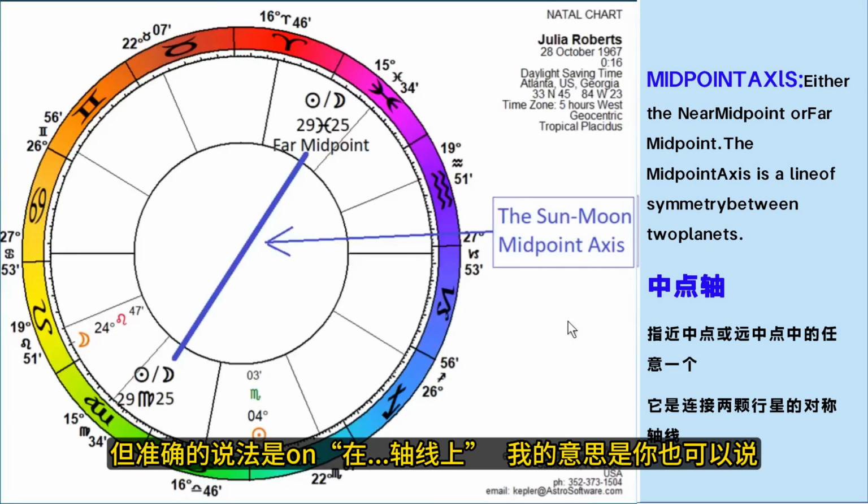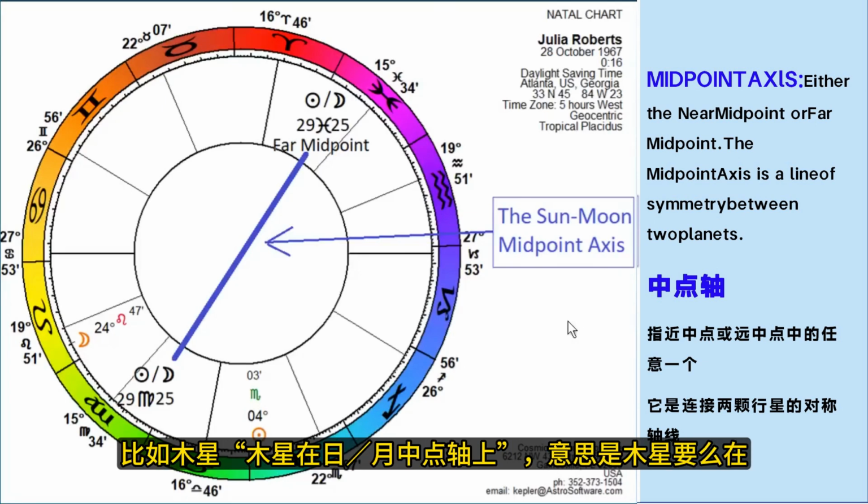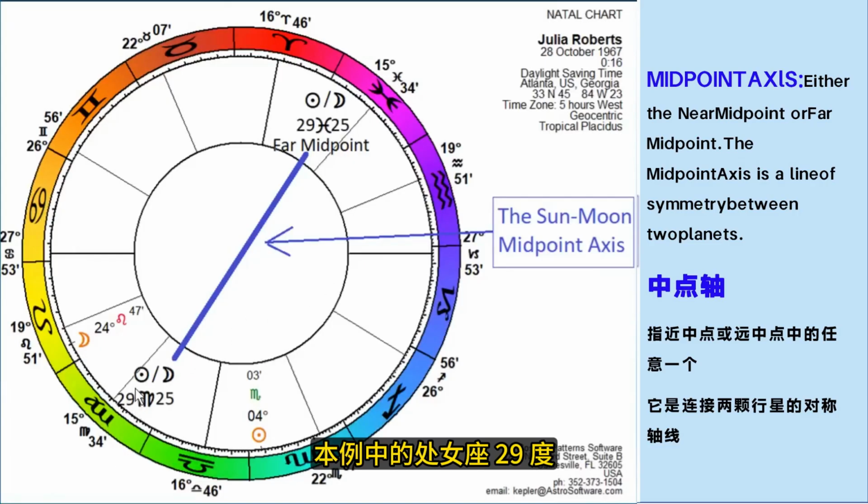I mean, you could say it's Jupiter. Jupiter is on the sun-moon midpoint axis. Means Jupiter's either, in this case, at 29 Virgo or 29 Pisces. Okay.